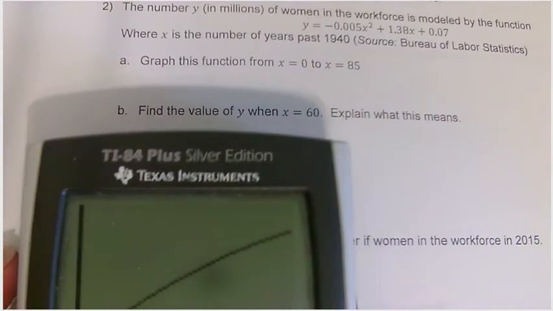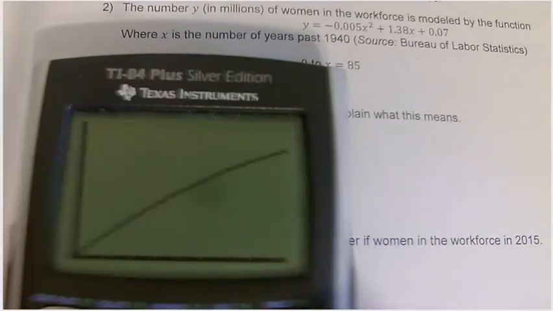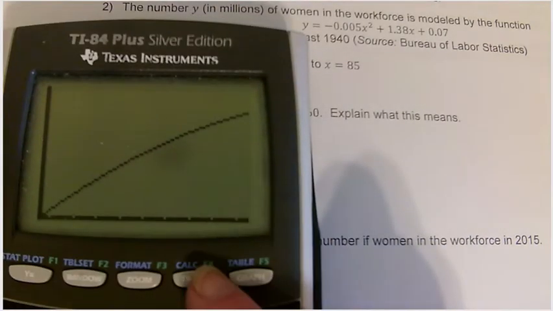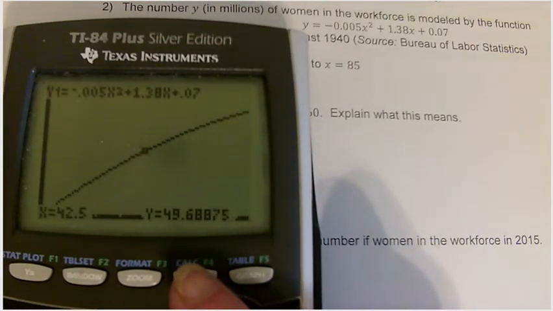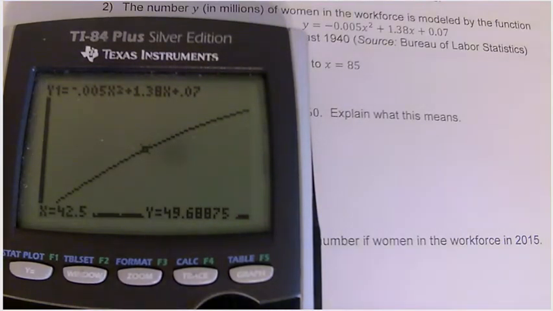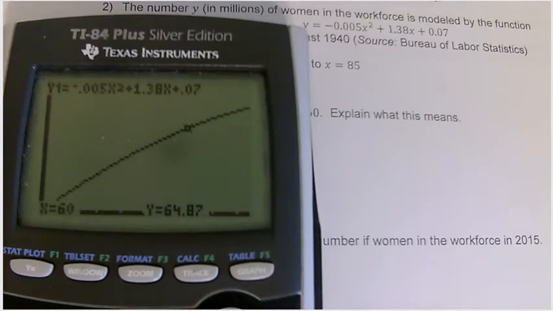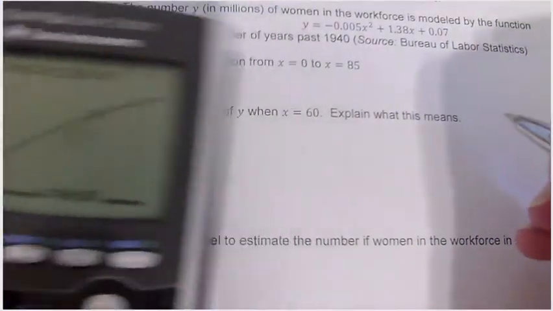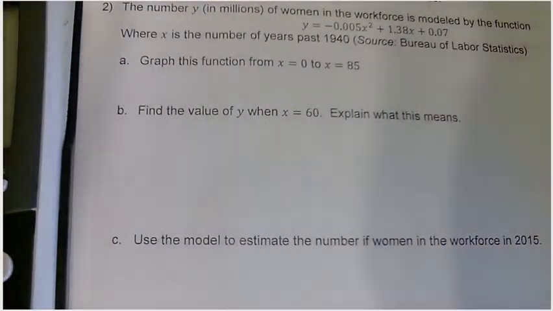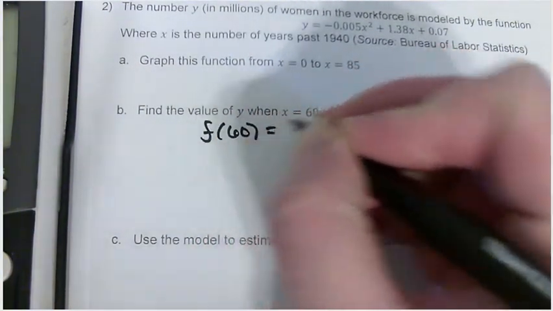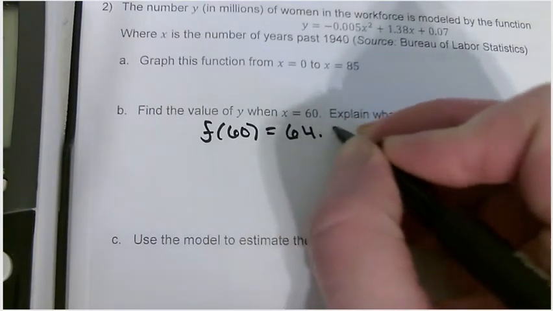Find the value of y when x is 60. So I could go to the table and go for 60, but that would take forever. The easiest way to do it is to hit trace, and all I have to do is type in an x value, so 60. And it jumps me straight to that point, which is wonderful. So when x is 60, that means my function at 60 is 64.87.